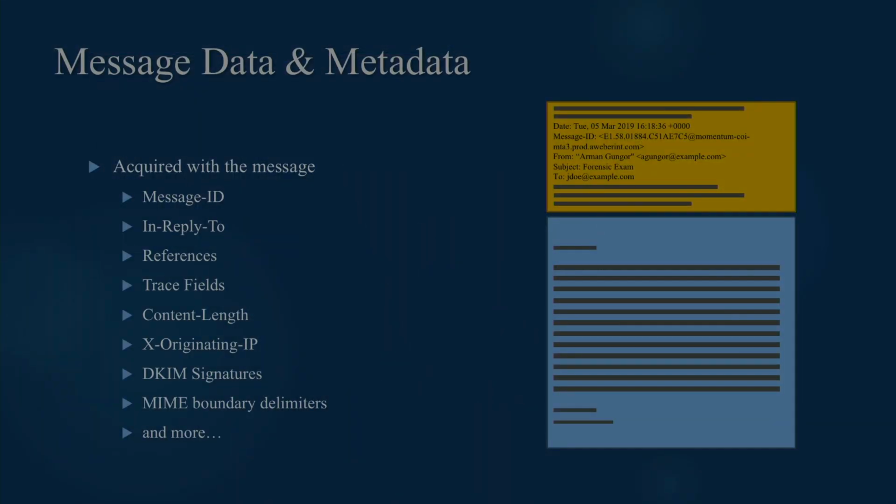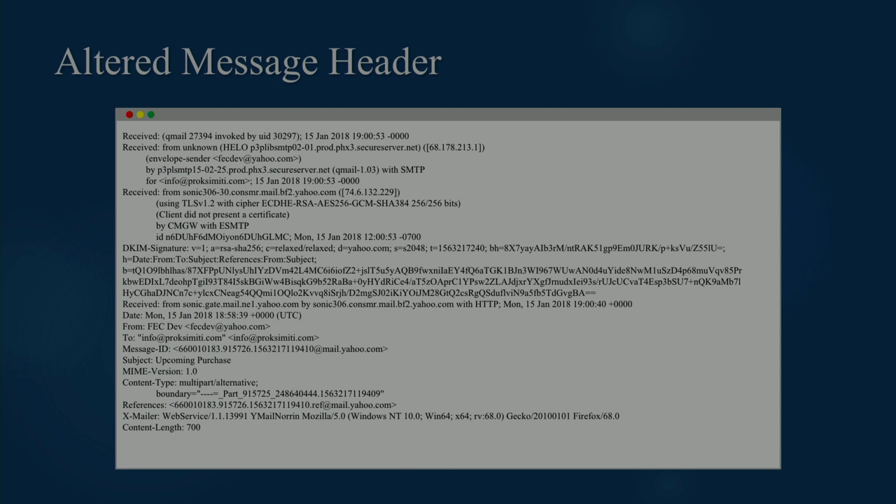So now that we talked about server metadata, let's talk a little bit about message data and metadata. So we looked at the server stuff. So this is the traditional artifacts that you find within the message, more commonly looked at by forensic examiners. So some things from the message header, like the trace fields, references field, DKIM signatures, MIME boundary delimiters, and then the message body itself. So let's take a look at our altered message's header, and let's see if we can spot anything strange going on here.